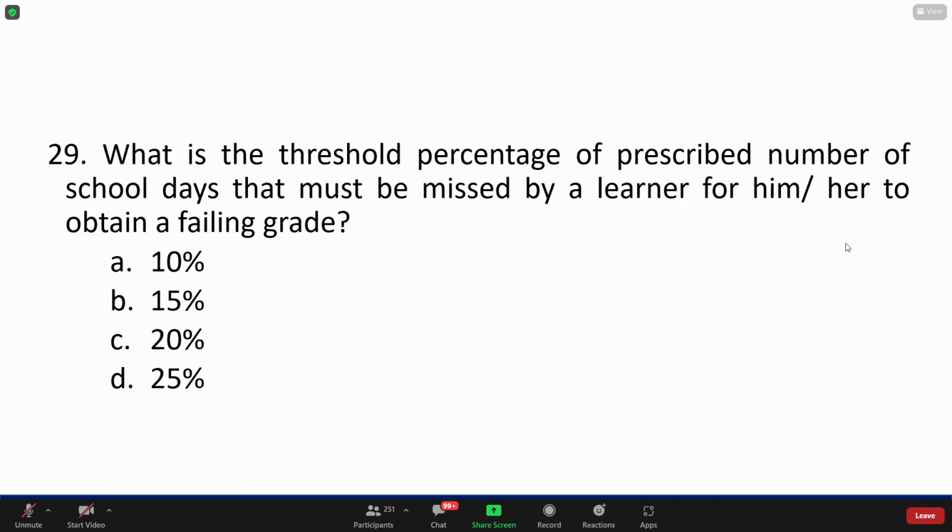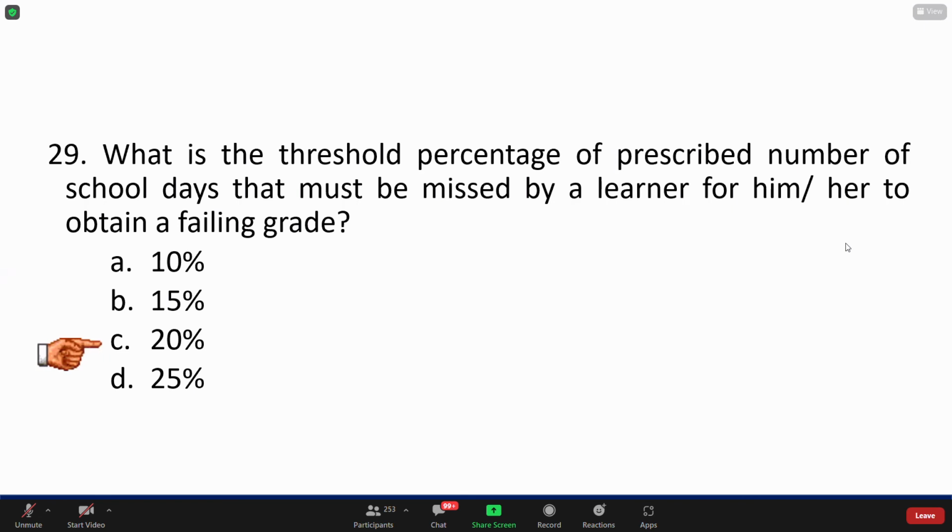Number 29 po, what is the threshold percentage of prescribed number of school days that must be missed by a learner for him or her to obtain a failing grade? A, 10%, B, 15%, letter C, 20%, letter D, 25%. So, my answer po, sir, is letter A, 10%. Okay. Actually, it is 20%. So according to DepEd order, kapag daw ang isang estudyante na absent niya na ay 20% ng total number of school days in a school year, pwede na siyang makatanggap ng failing grade. Okay? Take note of that.